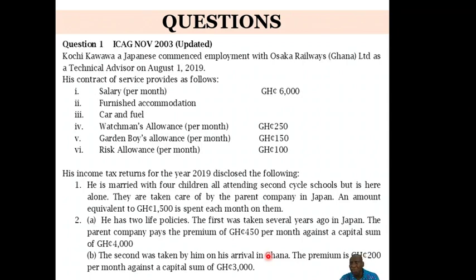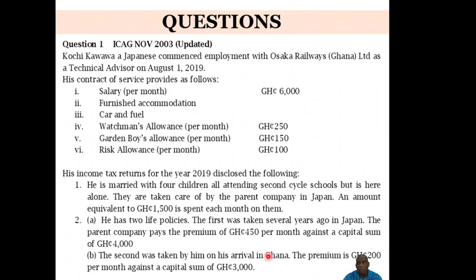His income tax returns for the year 2016 disclose the following: he is married with 4 children, all attending second cycle schools, but he is here alone. They are taken care of by the parent company in Japan. An amount equivalent to 1,005 is spent each month on them.